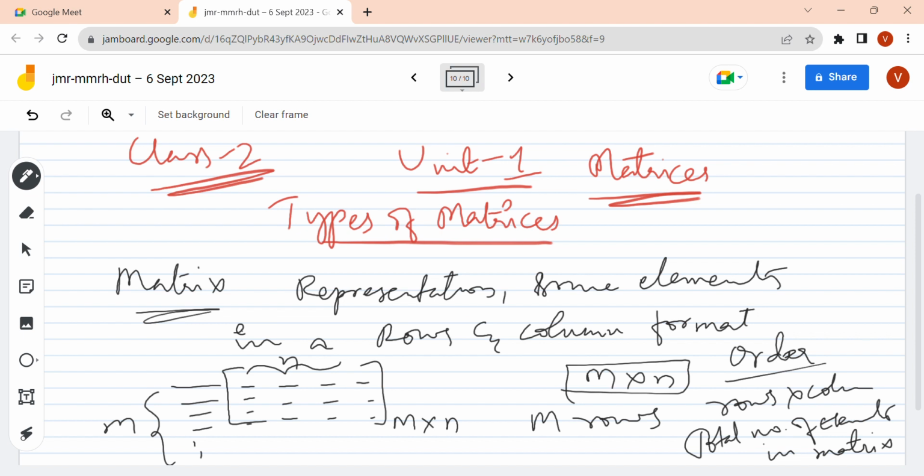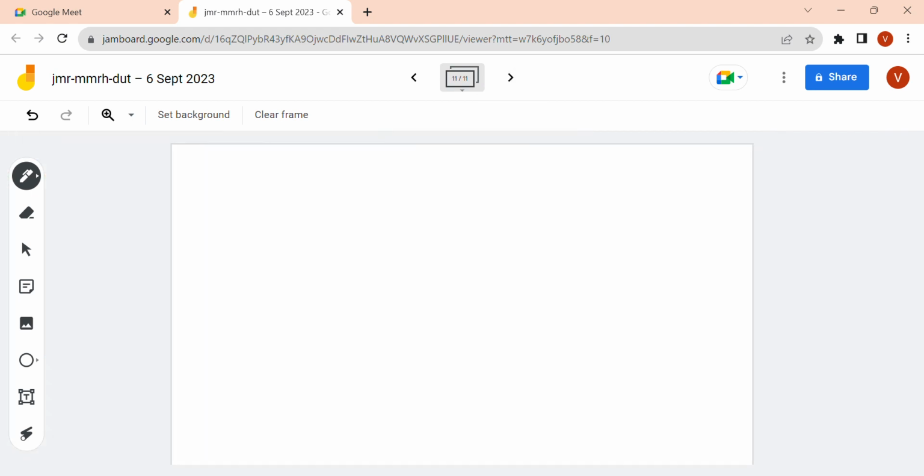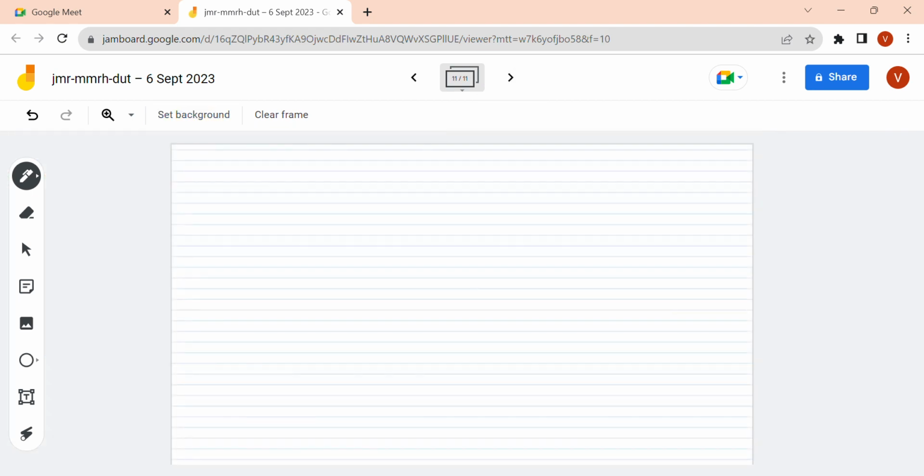I am repeating once again, students. A matrix is nothing but a systematic representation of some elements in a format of rows and columns. The elements can be either numbers, alphabets, variables, anything. Order is the total number of elements, that is rows into columns, here m rows and n columns, so m into n. The horizontal sections are rows, the vertical sections are columns. Don't confuse here. Now let's see some basic types of matrices.